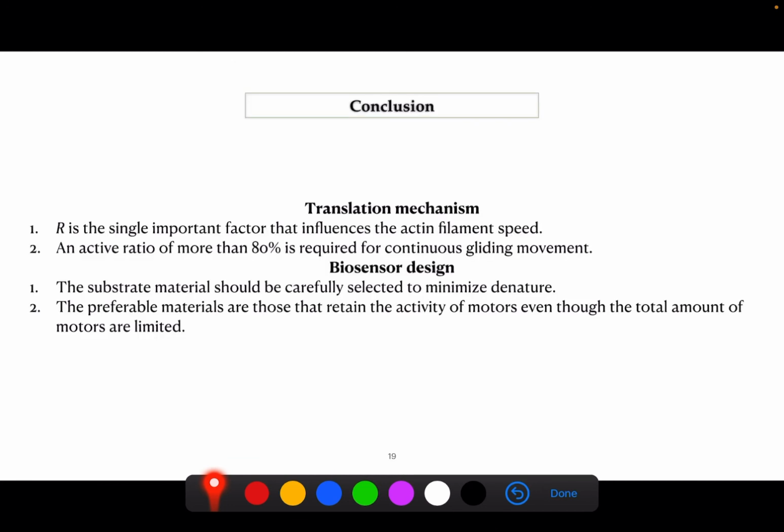There are insights about the actin filament transition mechanism and biosensor design that we can pick up from this study. First, the active motor ratio of the motility assay is a single important factor that influences the gliding onset of the actin filament, and in our case, we found the critical active motor ratio to be at around 80%. And second, the substrate material should be selected to minimize the denaturing of the myosin motors, and so that they retain the activity of the available myosin motors.